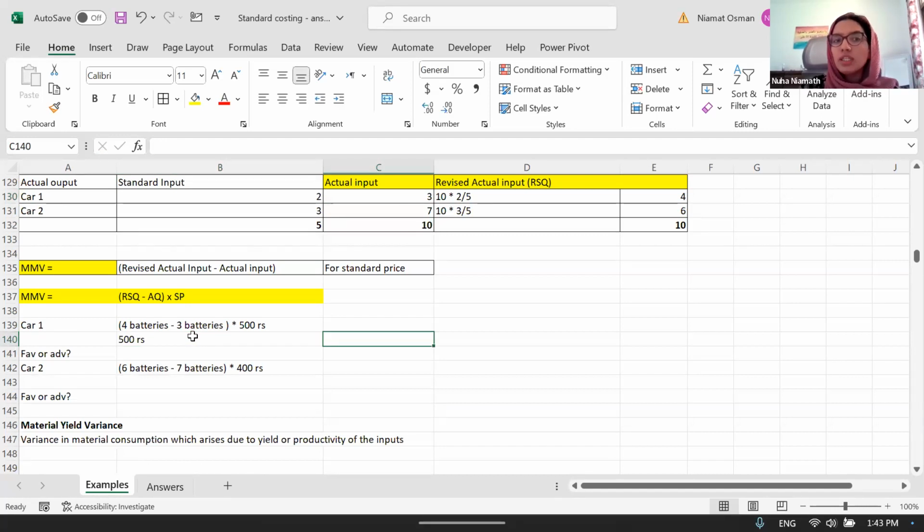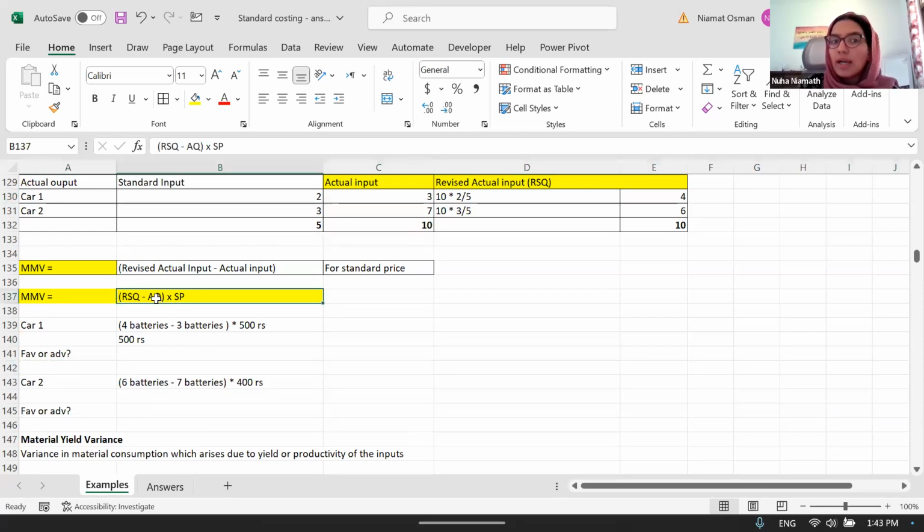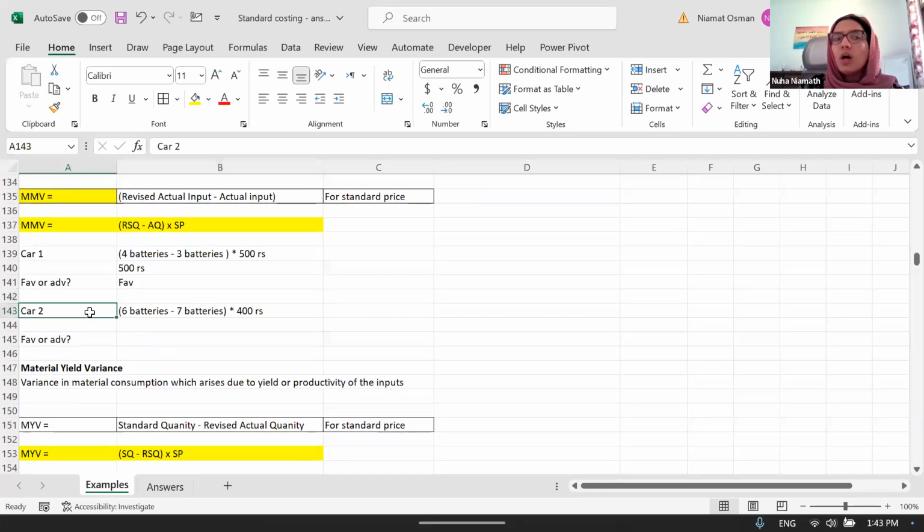Now, is this favorable or adverse? What have you actually used? 3 batteries. What is the revised coming to? 4 batteries. Haven't you actually used less? It's a favorable situation. Had it been more, had you used more than the revised standard actual quantity, it would have been an adverse situation. Coming to car 2.